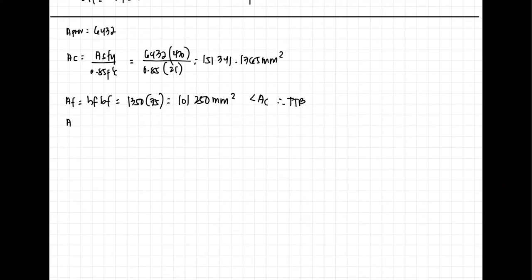So yung area ng web naman, okay? Area ng compression minus area ng flange. So makukuha natin 151,341.1765 minus yung area ni flange. Remaining is 50,091.1765 mm squared. So ano ba yung magiging figure niyan?